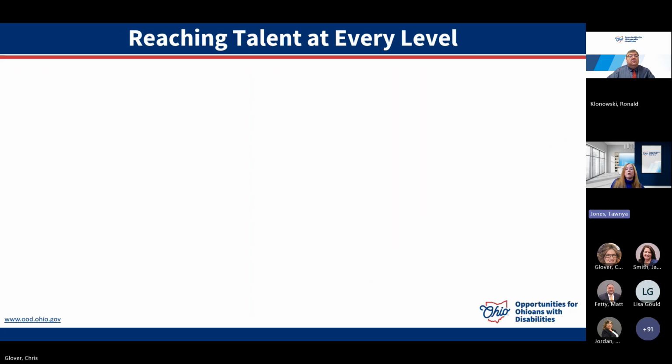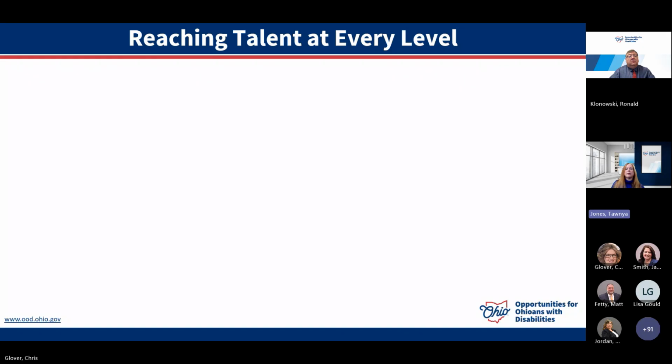So now that we've covered how to write inclusive job postings and ways to ensure your application process is accessible, the next step is to think about how you attract talent. Different roles often require different outreach strategies. Let's discuss practical, inclusive approaches for entry-level, internship and apprenticeship, and leadership roles. These strategies can help you connect with qualified candidates with disabilities at every level of your organization.